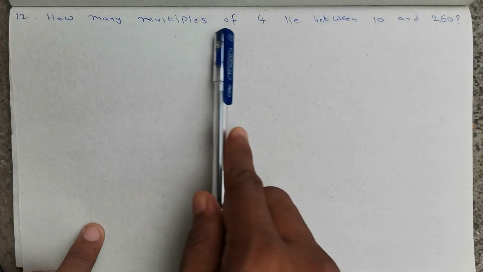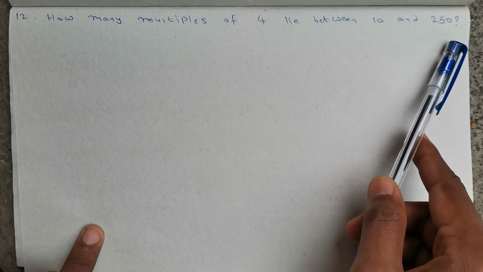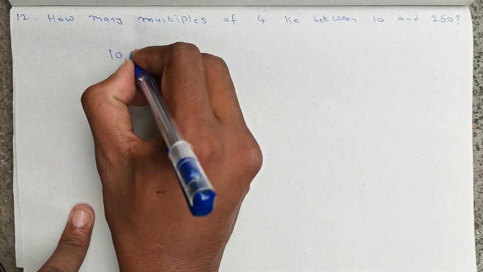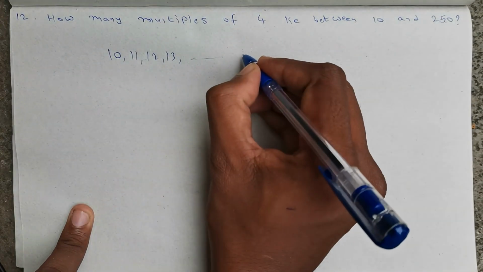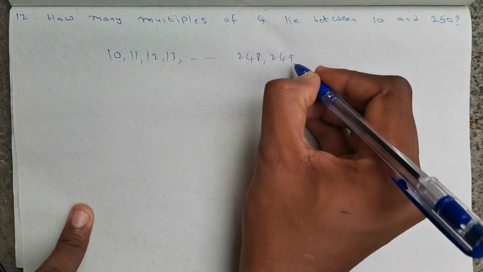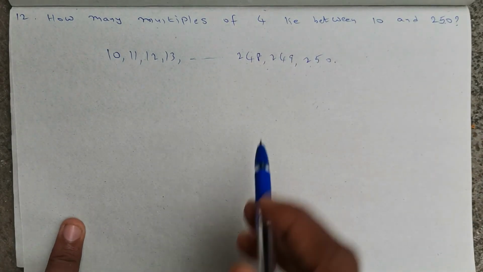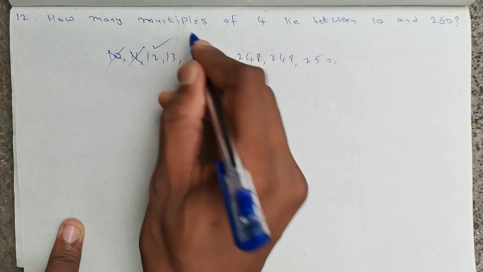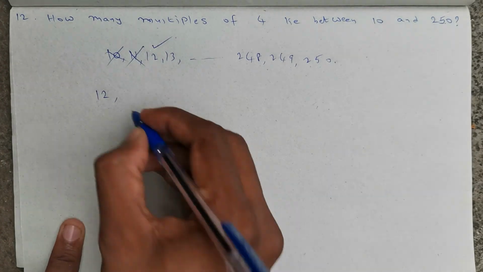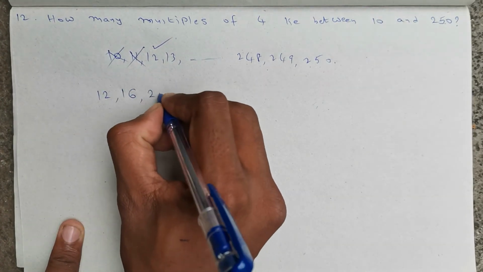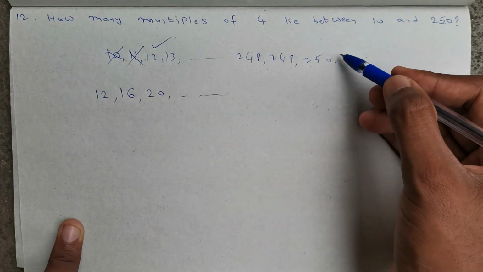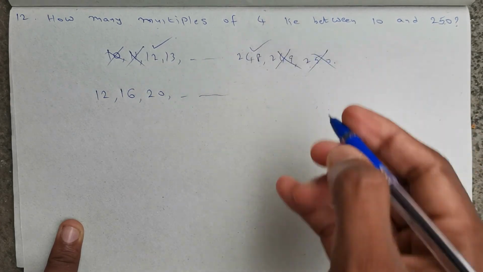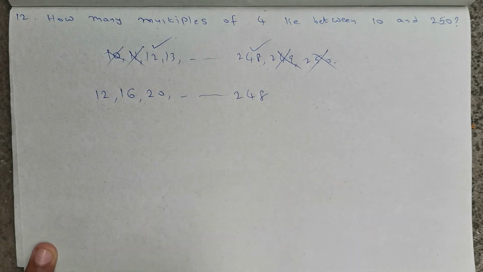Okay, the next question is, how many multiples of 4 lie between 10 and 250? First he is asking about 4 multiples only. So if you write all those numbers 10, 11, 12, 13 and so on till 248, 249, 250. Now he is asking about multiples of 4, nothing but divisible by 4. 10 not divisible, 11 not divisible, 12 divisible. So starting from 12 divisible, next number will be 12 plus 4 16, next number 16 plus 4 20 and so on. Here 250 it is not divisible by 4, 249 not divisible by 4, 248 yes it is divisible. So we got the progression.